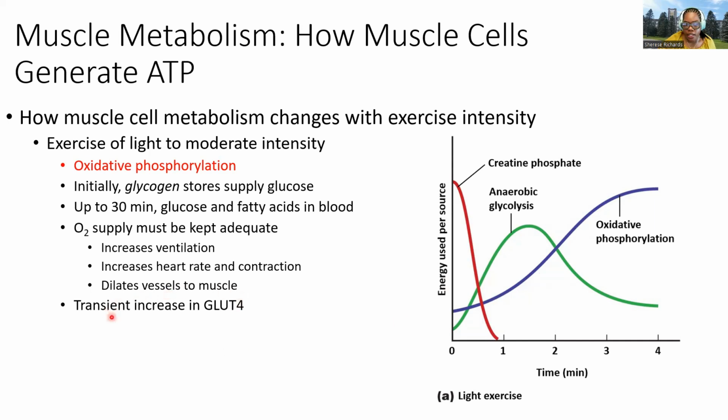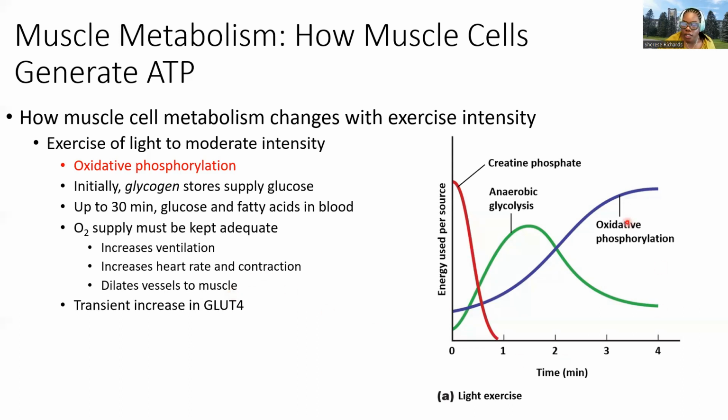We're also going to see a transient increase in the GLUT4 receptors, and the GLUT4 receptors are inserted into the cell membrane and allow the cell to uptake glucose and metabolize that in order to make ATP as well. So there's going to be an increase in the amount of GLUT4 receptors in the cell membrane so it can use more of that glucose that's circulating in the blood.